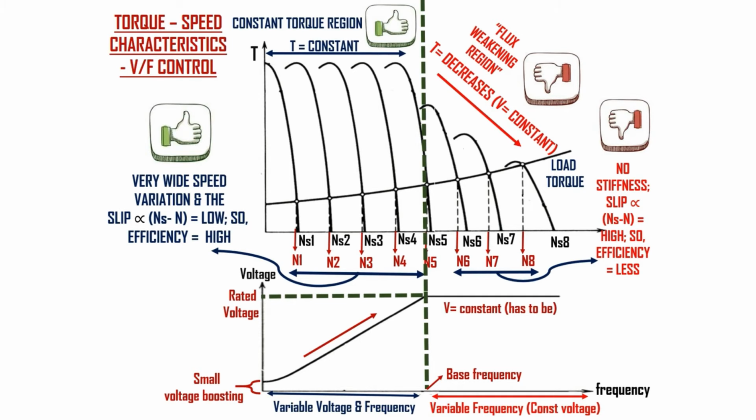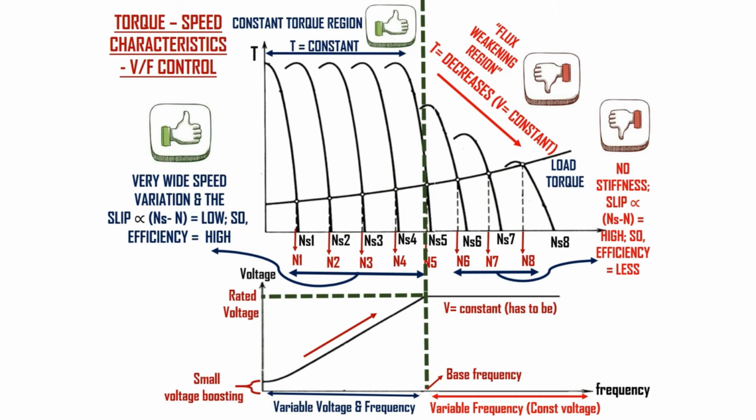But beyond the rated voltage or base frequency, the voltage has to be maintained constant. So, the only parameter we can vary beyond the rated voltage is frequency. So in the torque-speed characteristics, the maximum available torque decreases, as you can see in this picture, and there will be no stiffness in this torque. So slip, proportional to ns minus n, will be high, and hence the efficiency will be less.